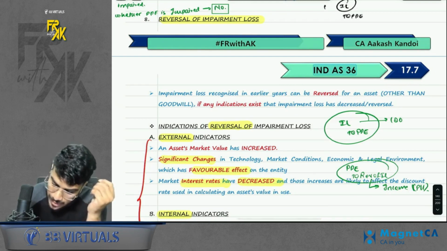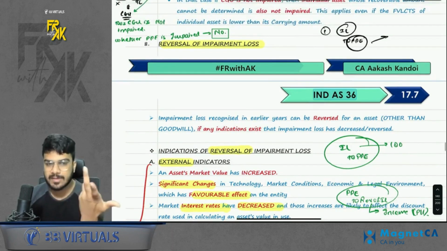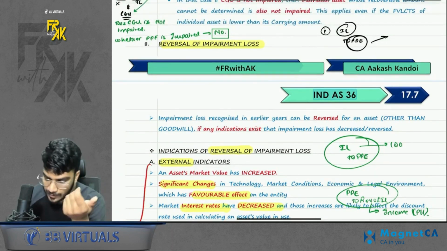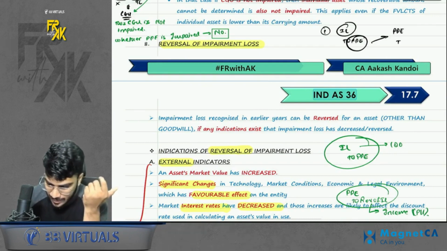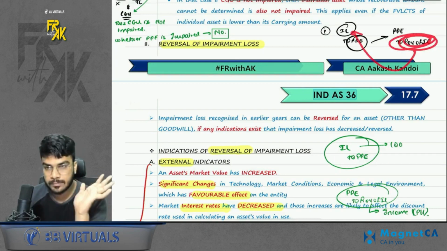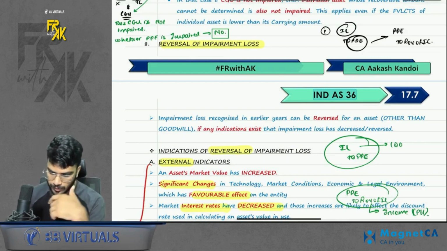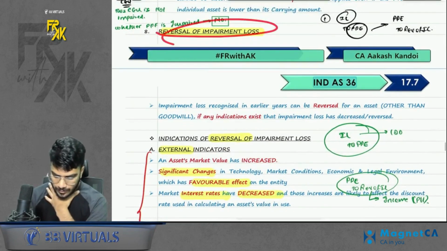So if you book a loss initially on the same asset, if the conditions reverse, you can reverse the loss as well. So the reversal entry will be when you reverse. Of course, it is like an income to you. So reversal of impairment loss. But do remember, you can only reverse the loss which you had previously booked. You cannot reverse any loss in excess of it. Okay, do remember this point. Okay, sir. So reversal of impairment loss.